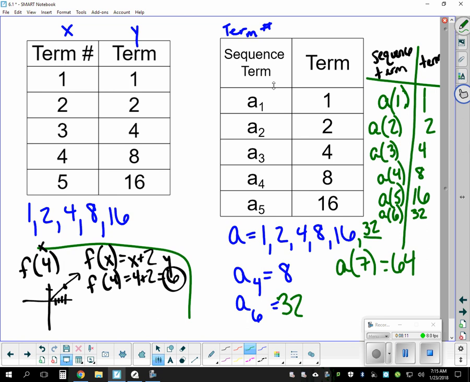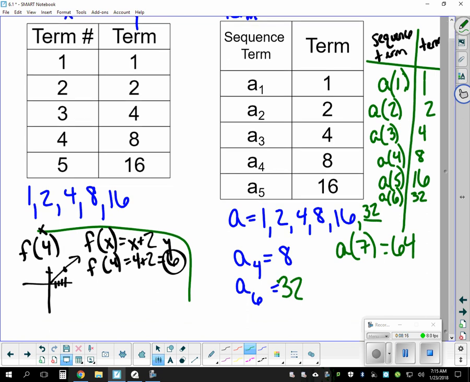Okay, so it's very important you understand that these notations are the same. So if I say A sub 1, that's the same thing as A of 1. And in this particular sequence, they're all equal to 1. Okay, so two different notations that mean the same thing. Please make sure you're saying them correctly. A sub 1, and this one is A of 1.